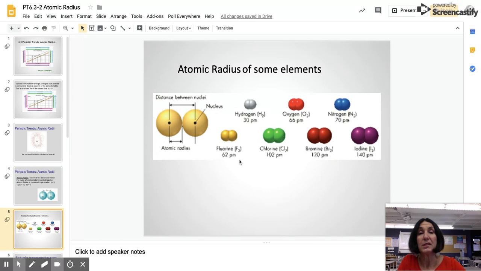Here you see the diatomic elements, and these always occur in pairs of 2 anyway, so it's a little bit easier to use these as an example. And here's some of their atomic radii.